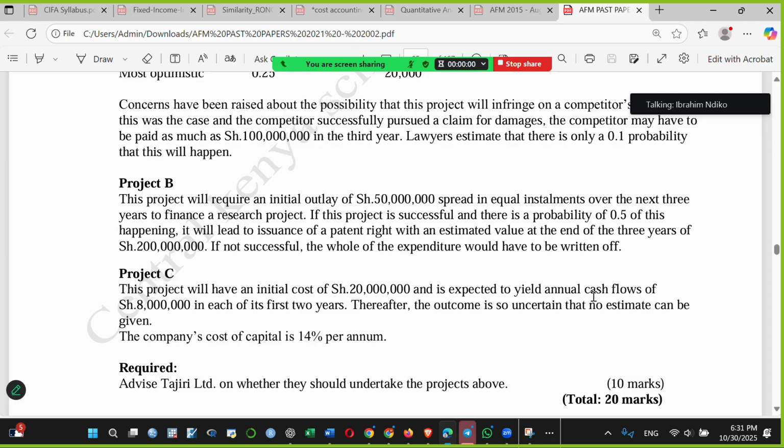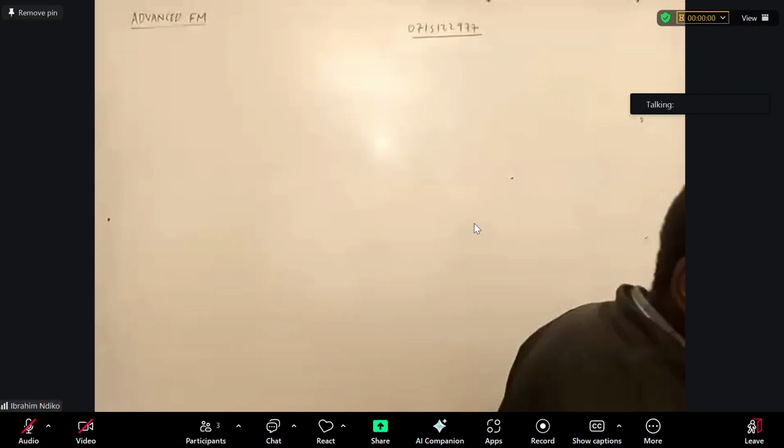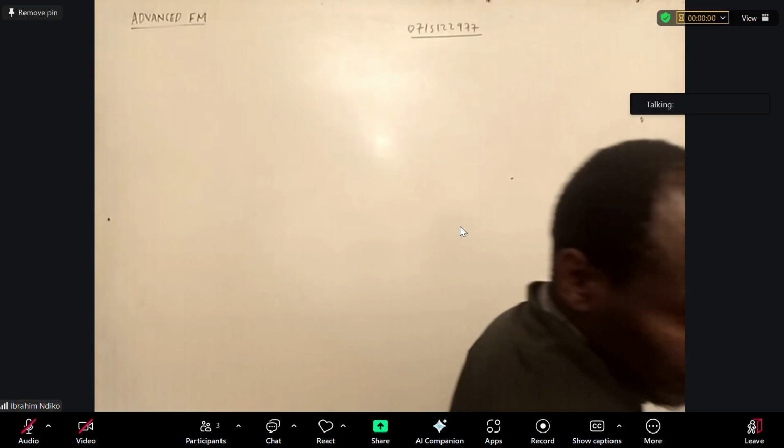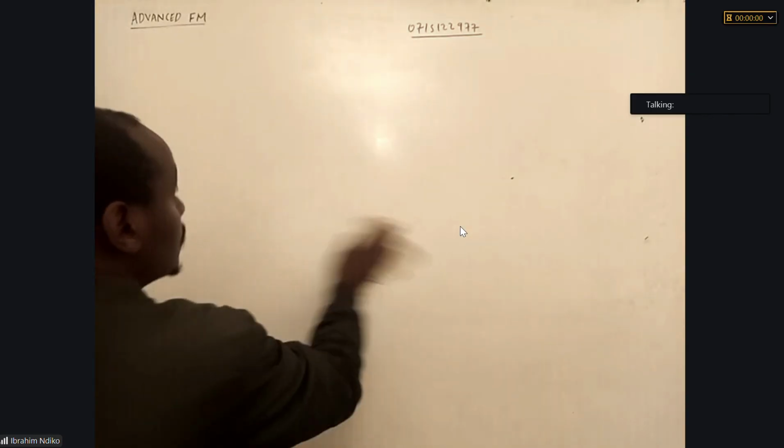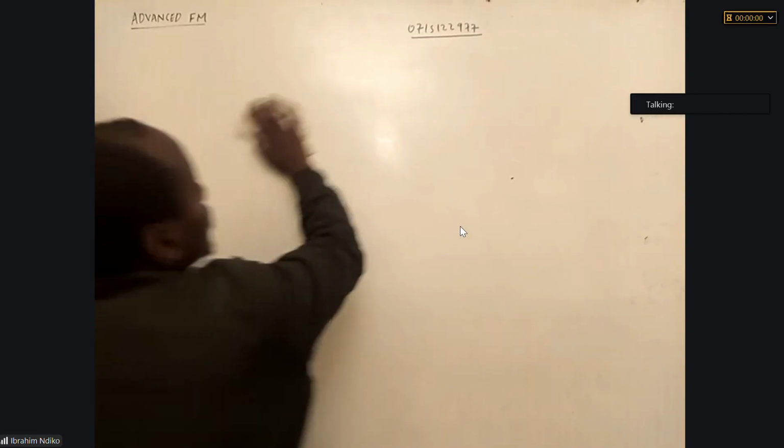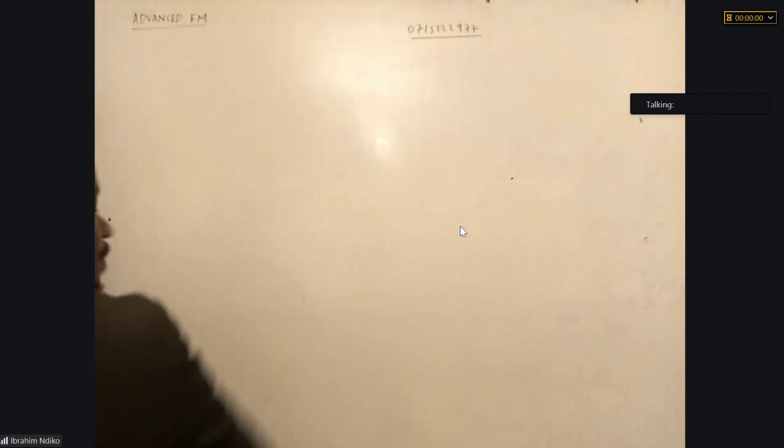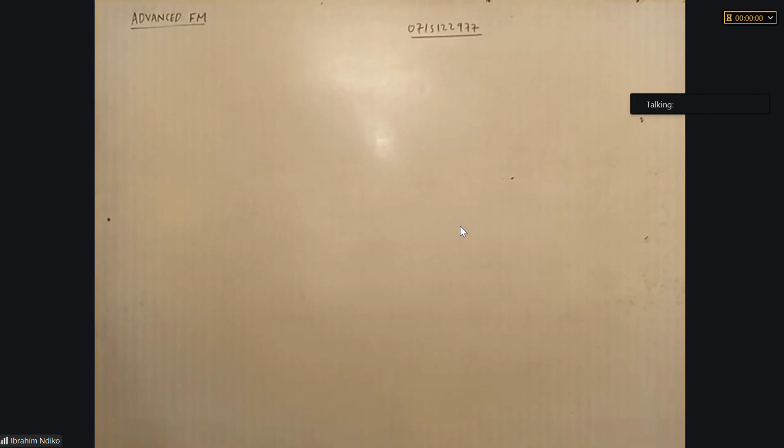Let's talk about certainty equivalent and simulation. So we shall do both. The first one certainty, then simulation later, because simulation takes a lot of things. Let's start with the certainty equivalent.